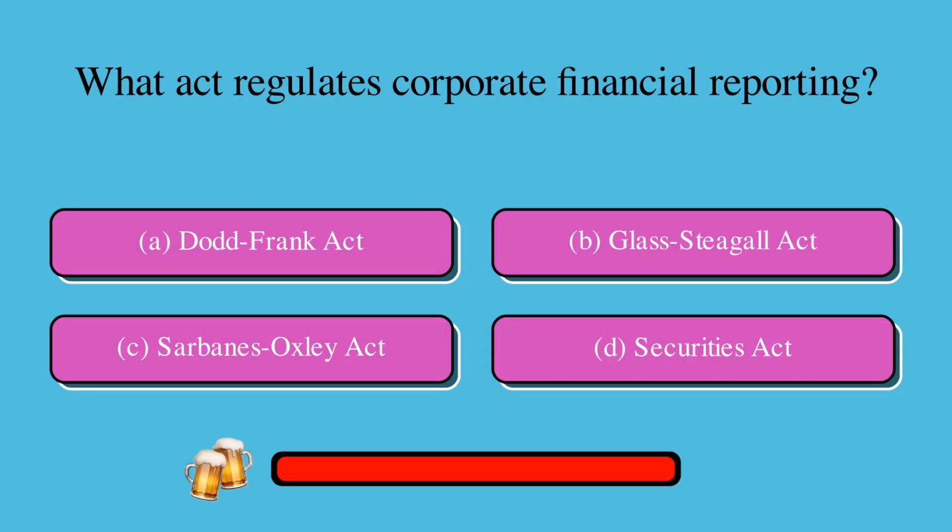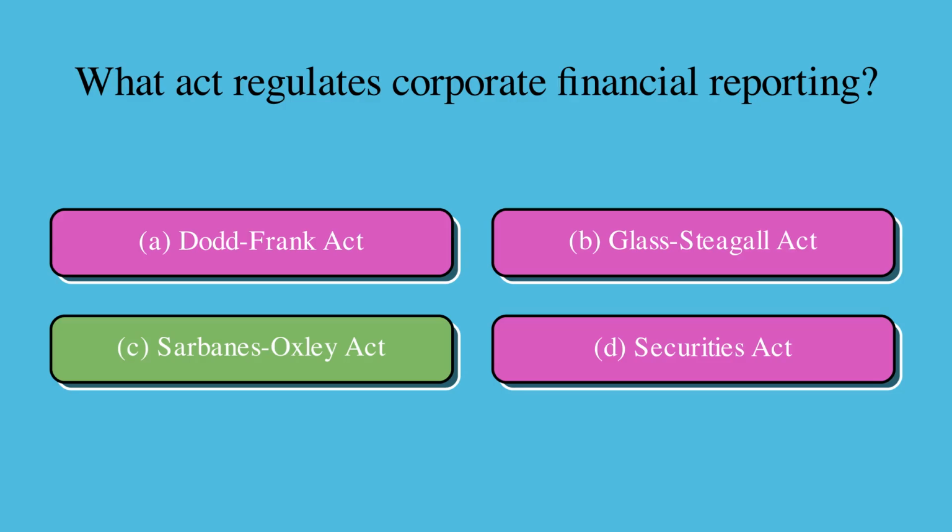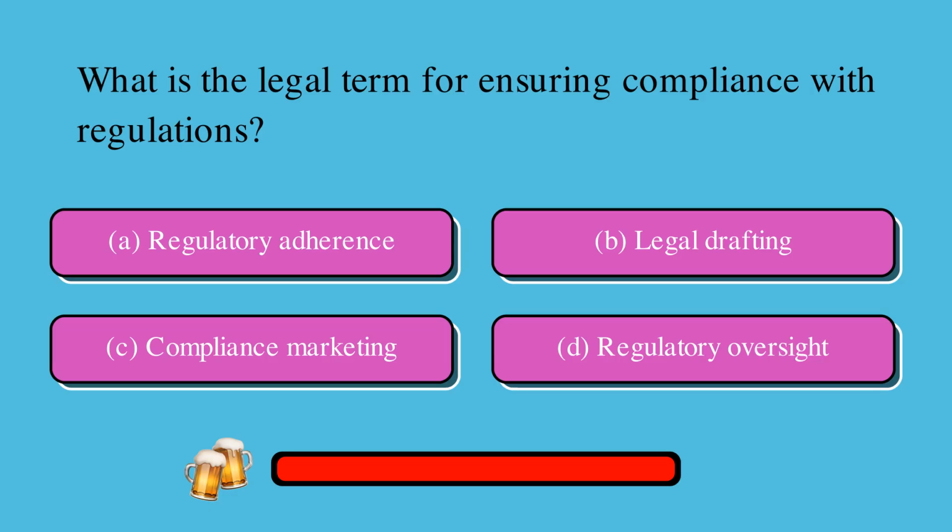What act regulates corporate financial reporting? Is it A. Dodd-Frank Act, B. Glass-Steagall Act, C. Sarbanes-Oxley Act, or D. Securities Act? The correct answer is C. Sarbanes-Oxley Act.